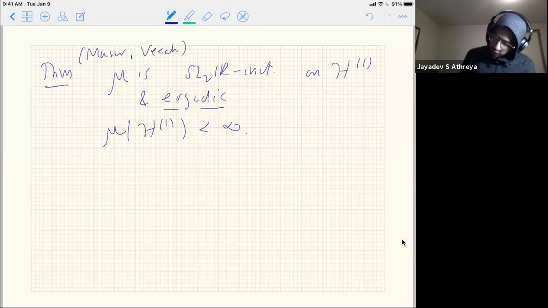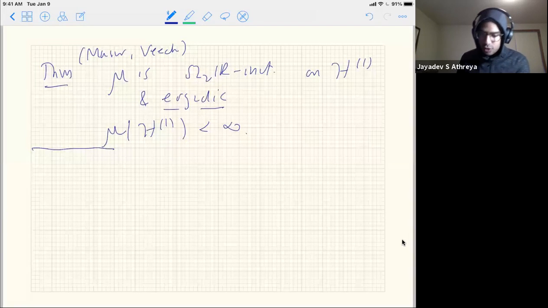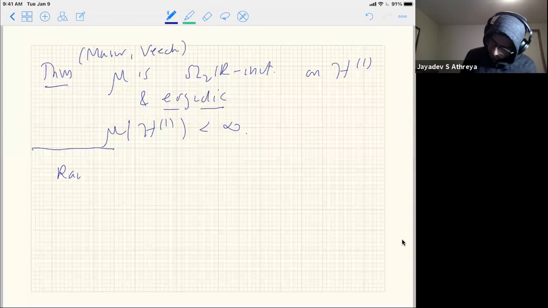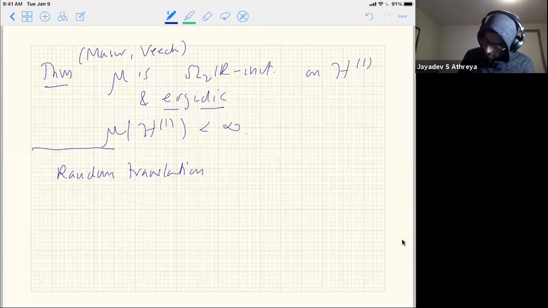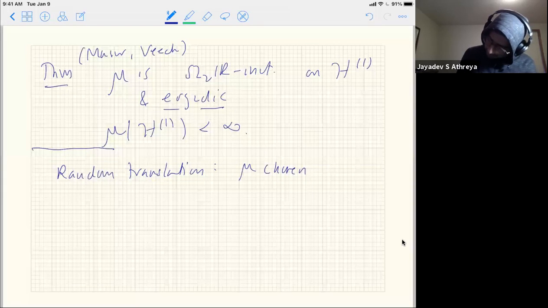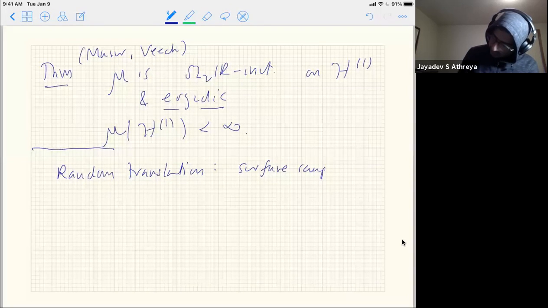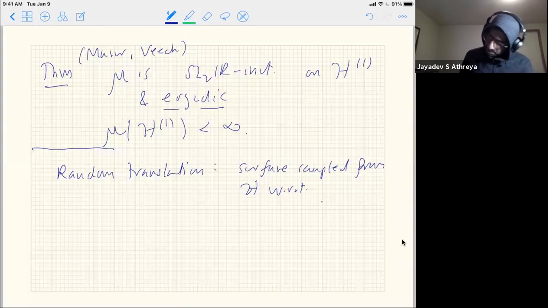So whenever I say the words random translation surface, and I'm going to say them a lot, what I mean is a surface chosen according to this measure, and I'm going to normalize it now to be a probability measure. A surface sampled from H with respect to the measure mu. Okay. Questions?